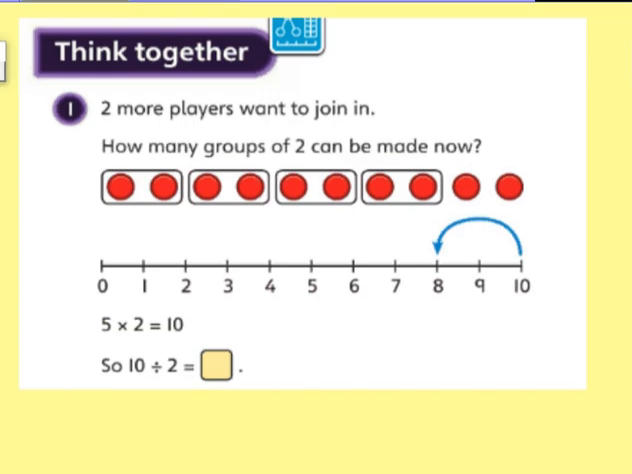Okay, let's try a think together. 2 more players want to join in now. How many groups of 2 can be made now? So we already had how many groups of 2? We had 4 groups of 2, and we showed it on a number line where the whole was 8. So how many groups of 2 can be made now? If we make 1 more group of 2, how many groups of 2 do we have? We have 5 groups of 2.